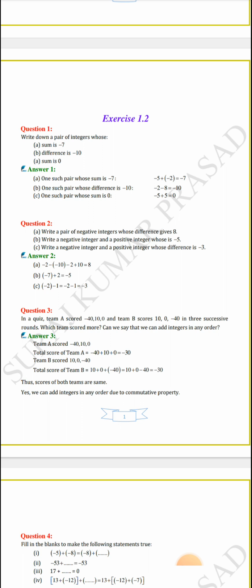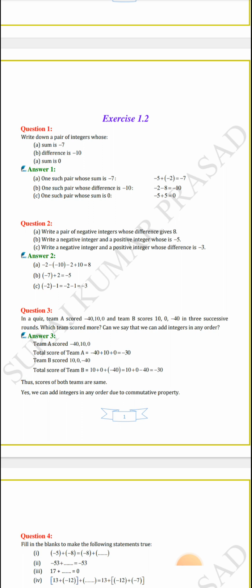Question number 2. Write a pair of negative integers whose difference gives 8. Both the integers must be negative integers and their difference must be 8. As given, minus 2 minus minus 10 is equal to minus 2, minus into minus is plus, so minus 2 plus 10 is equal to 8. Second one. Write a negative integer and a positive integer whose sum is minus 5. Minus 7 plus 2 is equal to minus 5.